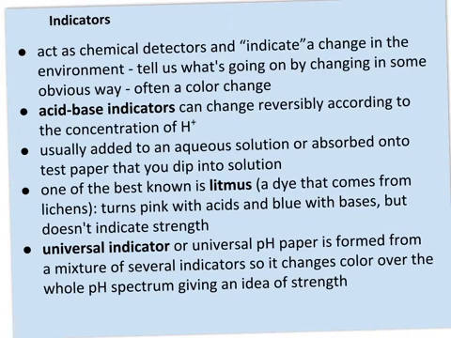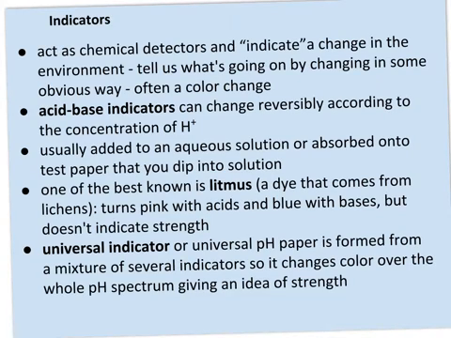It's usually added to an aqueous solution, or it might be absorbed onto test paper that you then dip into the solution. One of the best known indicators is litmus, a dye that comes from lichens, turns pink with acids, blue with bases. But litmus paper doesn't indicate the strength, just if it lies to the acidic side or the basic side on the pH scale.